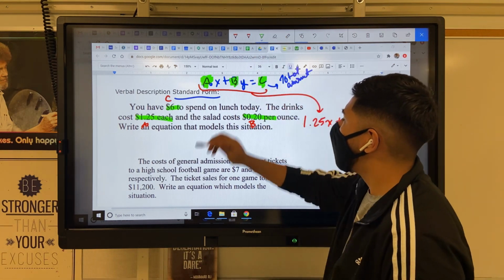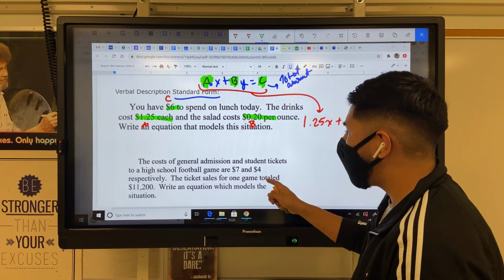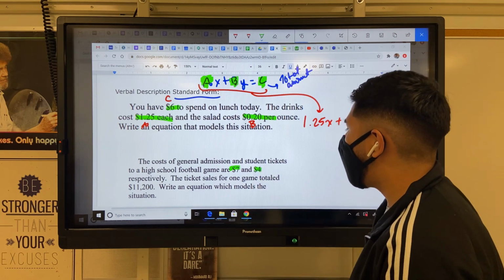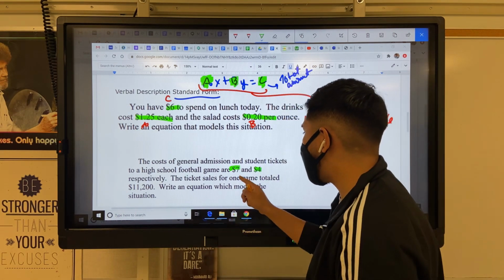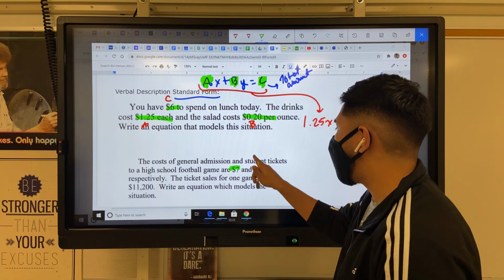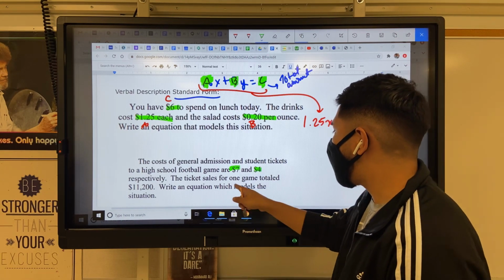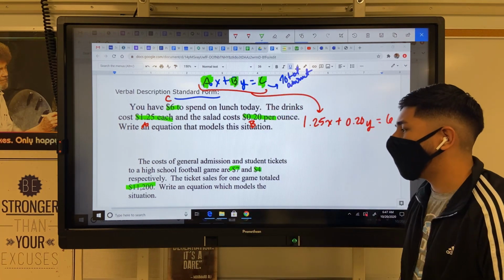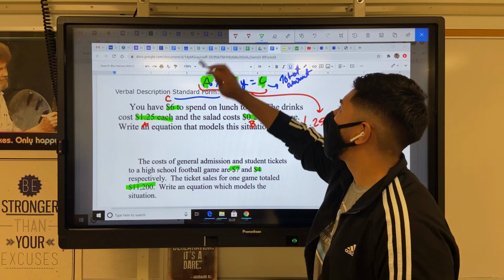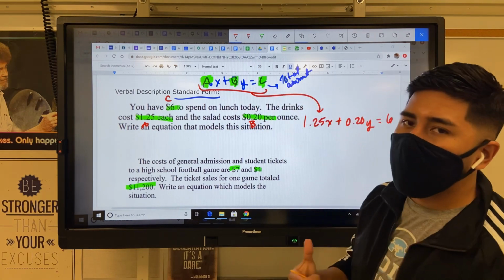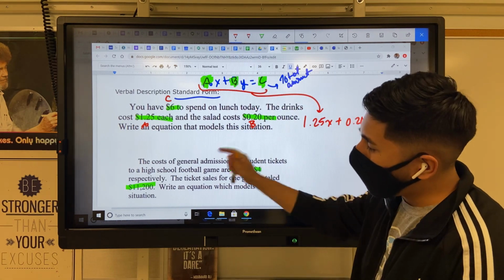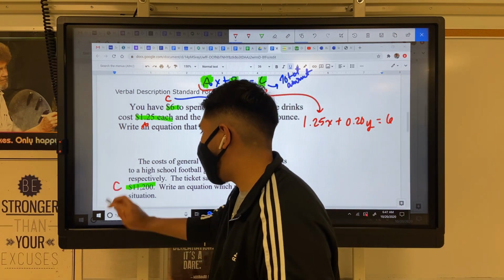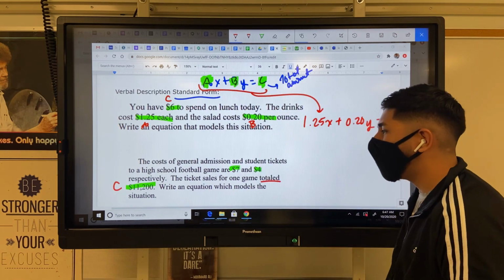Next one. The cost of general admission and student tickets for a high school football game are $7 and $4, respectively. That means that $7 goes to general, $4 goes to students. The ticket sales for one game total $11,200. Write an equation to model. So again, my C value is the total amount. Is it 7, 4, or 11,200? This one's pretty simple. We should know that. Boom. That's the total. They even said total.